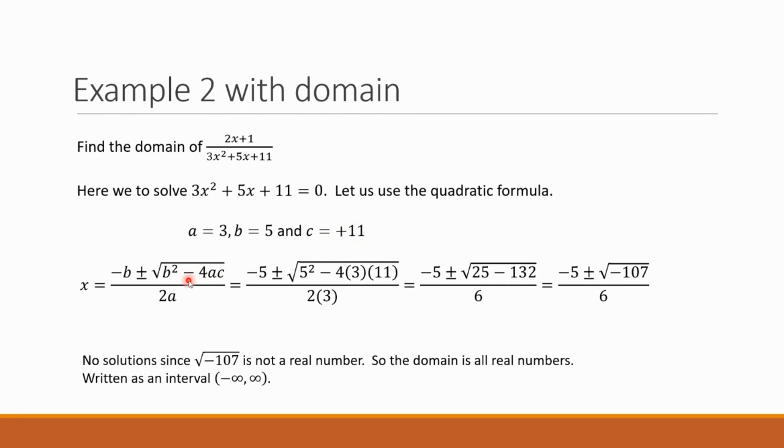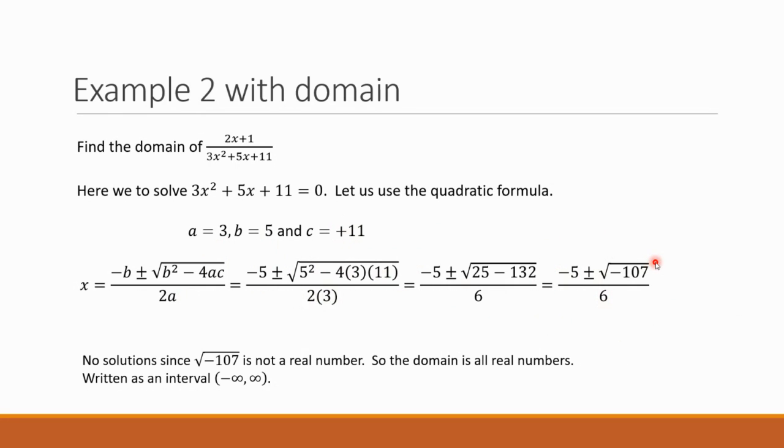So because of that, we use the quadratic formula, and we get -5, right? Plus or minus, that's what this means, plus or minus, the square root of 5 squared minus 4 times 3 times 11, all over 2 times 3. From there, we get this. Now, just doing some calculation, and one step further, we get this.